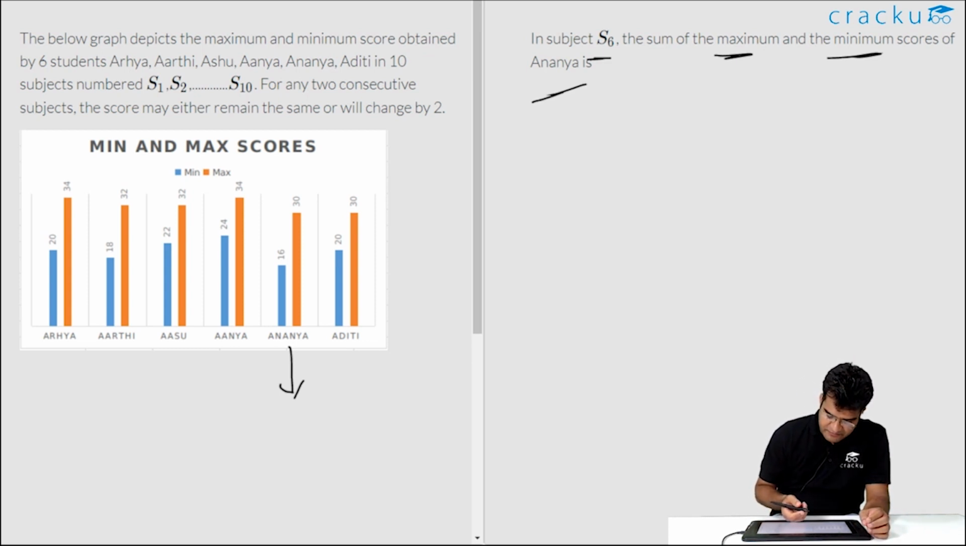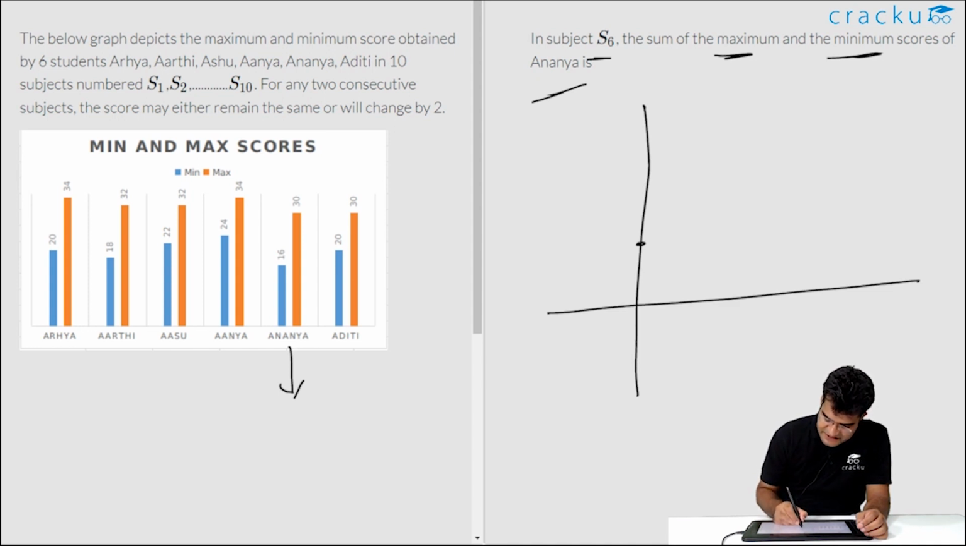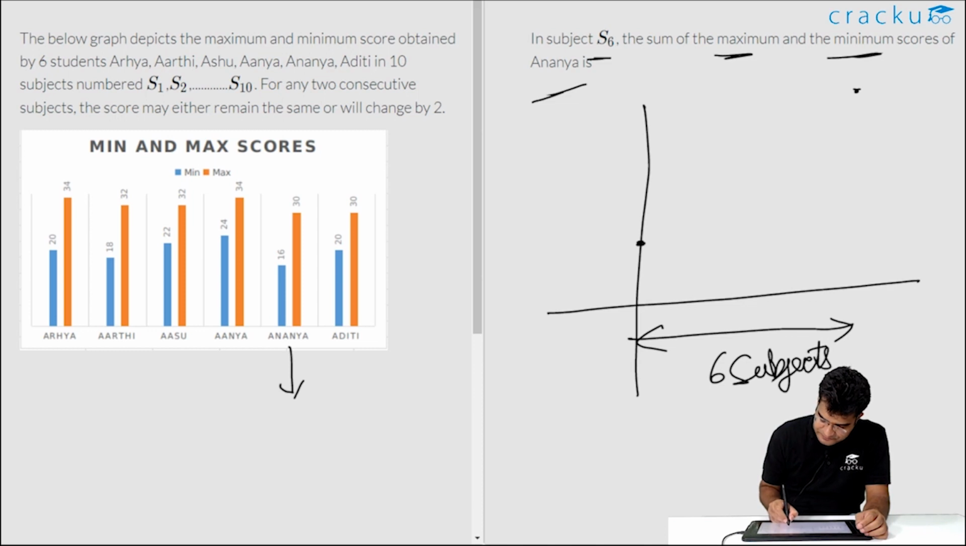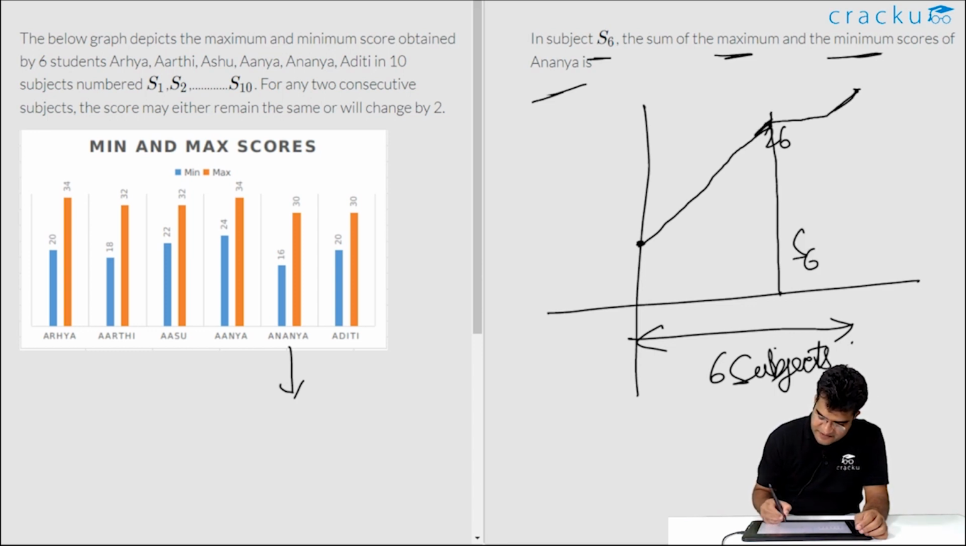If you are first finding the maximum, we will make it an upward trending graph where her minimum is 16 and her maximum is 30. So in these 6 subjects, we want her to score as much as possible. So from 16 she will go until 26, and here maybe flatten out a little and finally reach 30. This is the case in which the score S6 is maximized for Ananya, in which case this is 26.